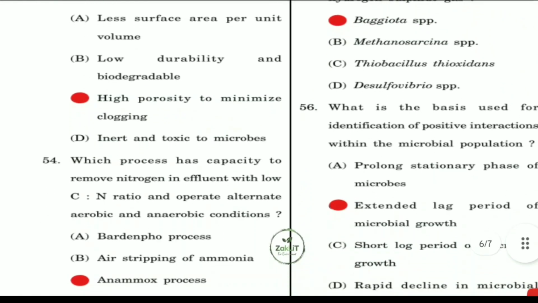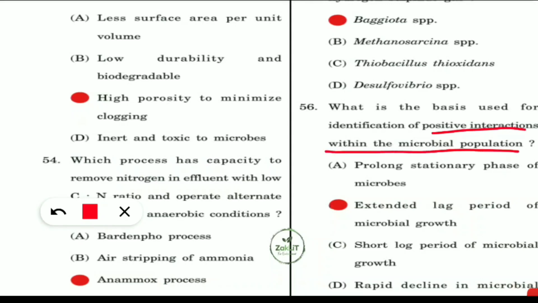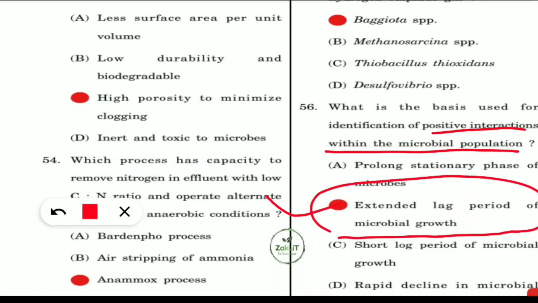Coming to the next question, question number 56. Question 56 is, what is the basis used for the identification of positive interaction within the microbial population? So it is asking which technique is used to identify the interaction that is positive between microbial populations. It is extended lag period of microbial growth. So the more extended the lag period of microbial growth, the more positive the interaction within the microbial population.